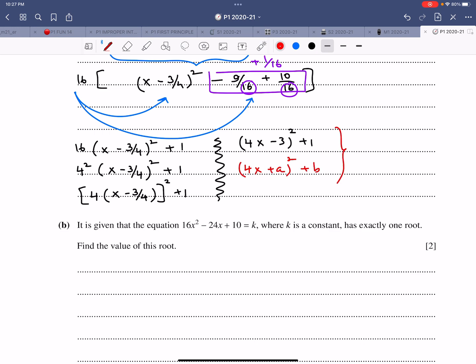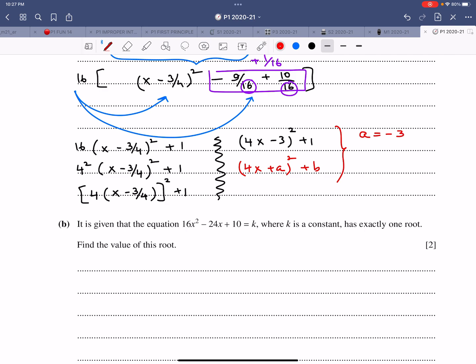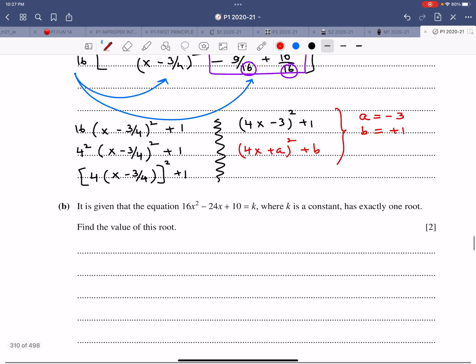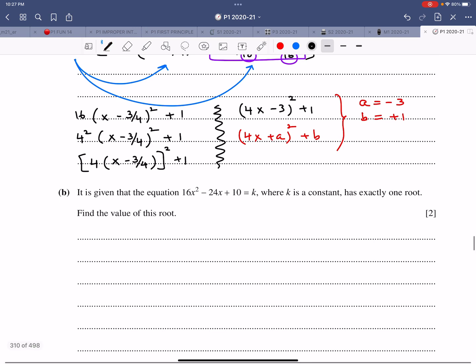If the examiner was asking me to state these separately, I would say a is negative 3 and b is positive 1. So that is the first part. What else is it asking for? It is given that the equation equals k, where k is a constant, has exactly one root. Find the value of this root.